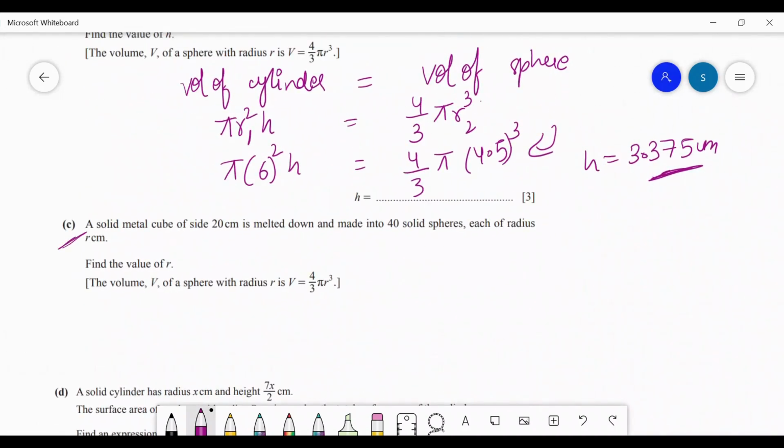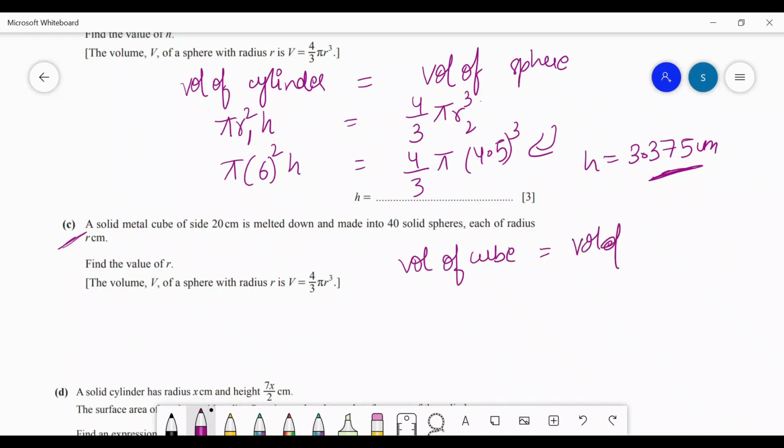Next we have a solid metal cube of side 20 centimeters that is melted down and made into 40 solid spheres, each of radius r centimeters, and you're supposed to find the value of r. Again, this is also a pretty easy question. The cube was melted down, so the volume of the cube as well as the 40 solid spheres is going to be exactly the same.